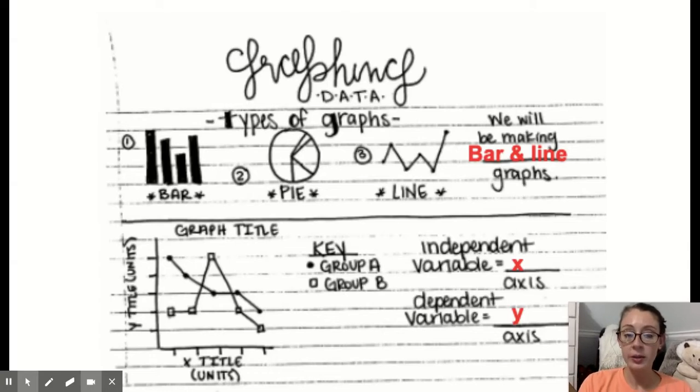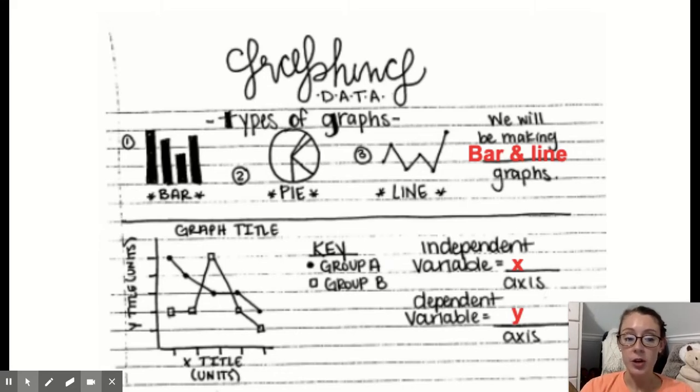All right, so we're going to be needing this sheet that says graphing data on it, and we are going to be talking about the different types of graphs and measurements. So this should have graphing on one side and it should have measurements on the other side, and this will be your assignment number 13.